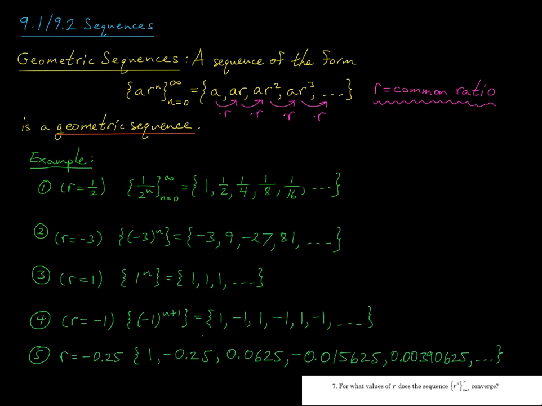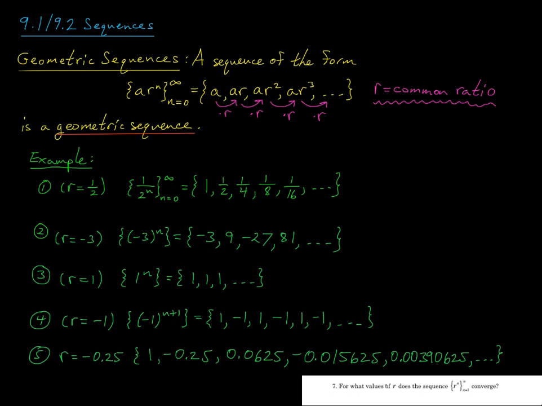And then lastly, we have the case when R is -0.25. My first term here is 1, multiply by -0.25 to get -0.25. Now multiply that value by -0.25 again to get to positive 0.0625, multiply again to get to -0.015625, and so on and so forth.